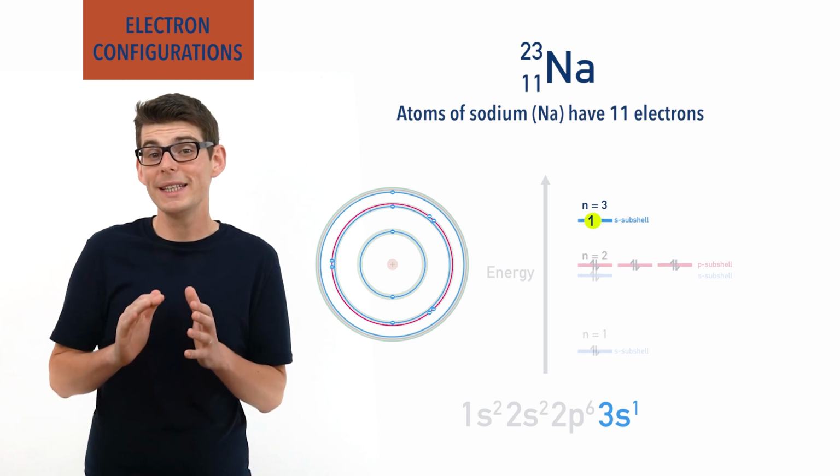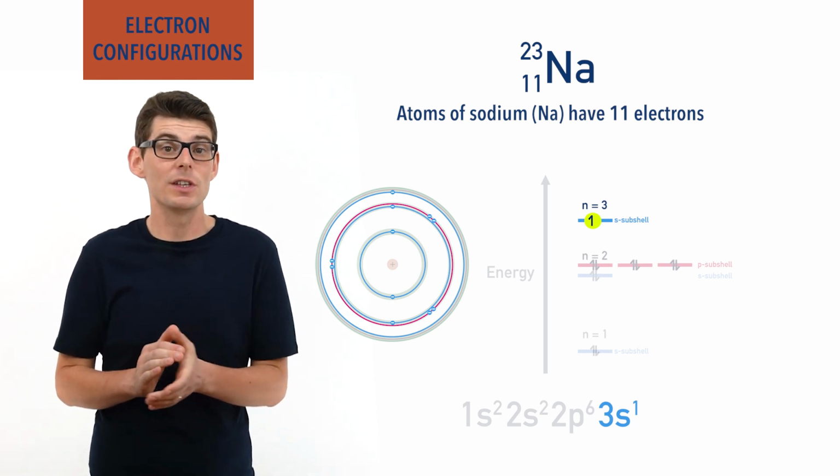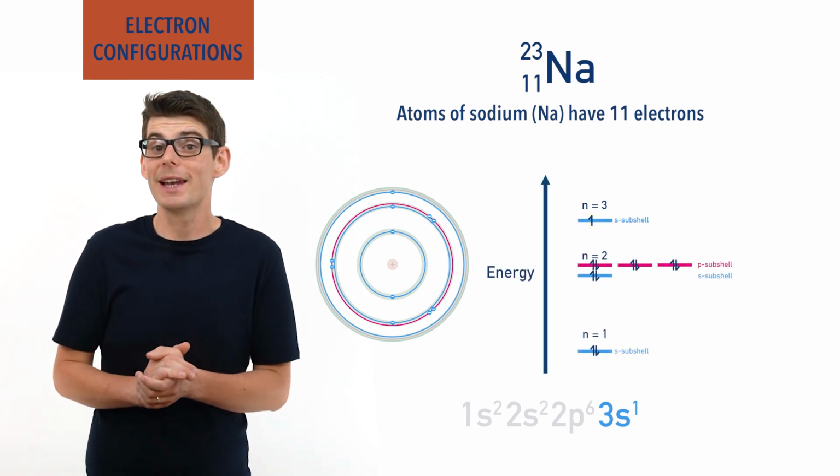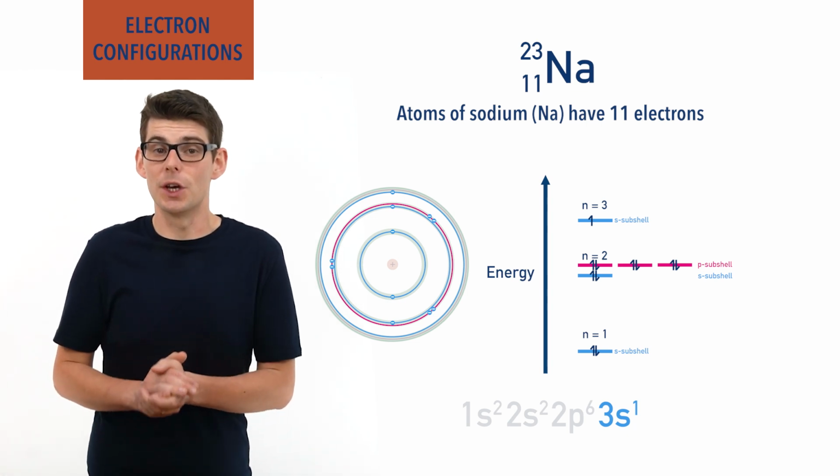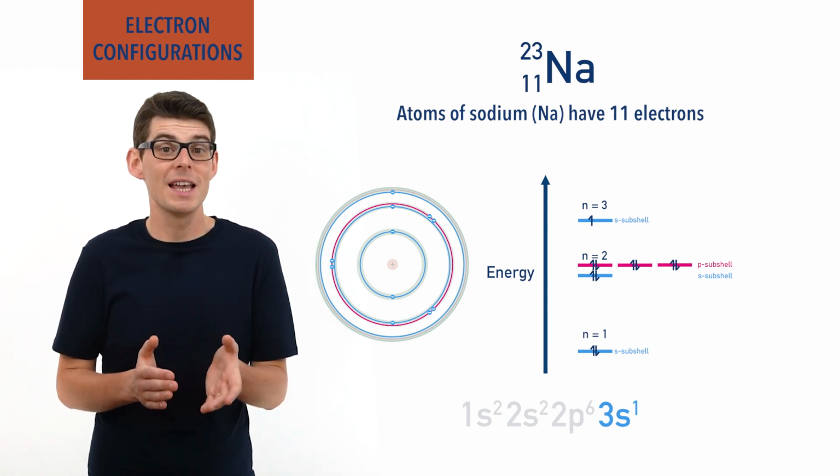We don't actually need to draw out energy level diagrams to figure out the electron configuration of an element. We only really need to know the total number of electrons in the atom.